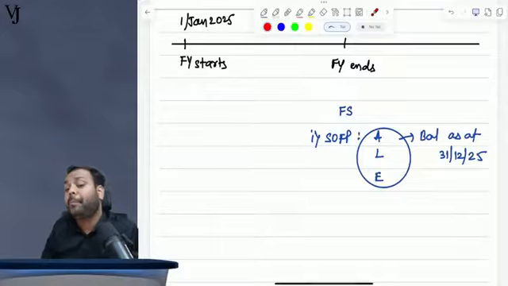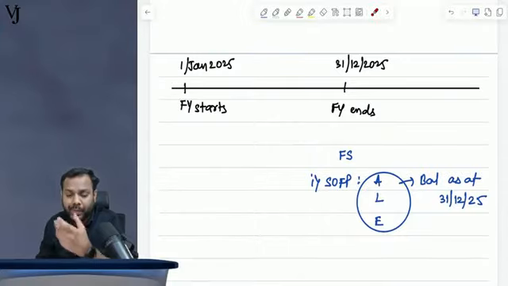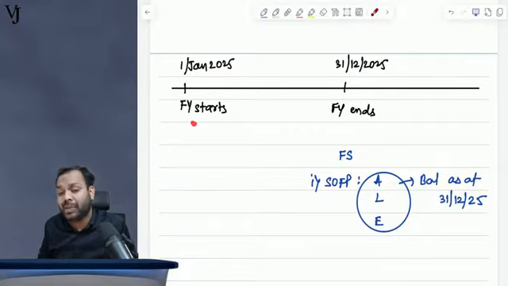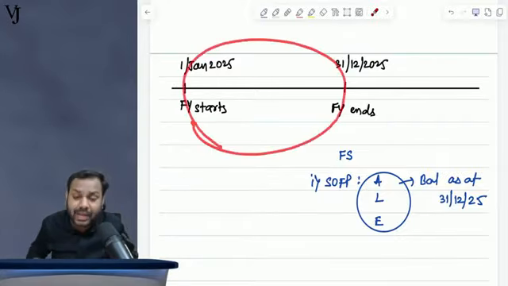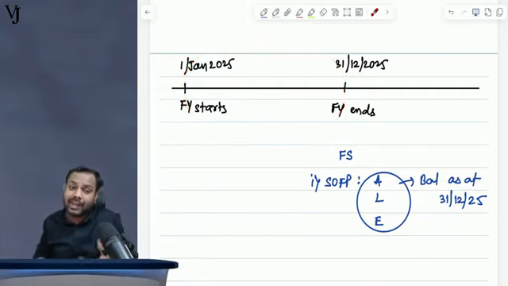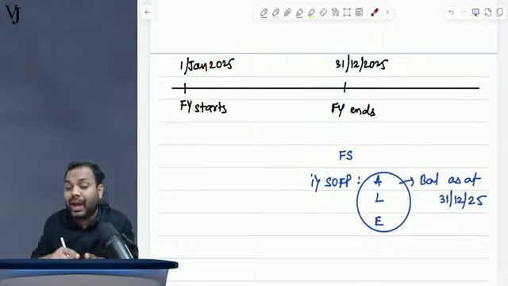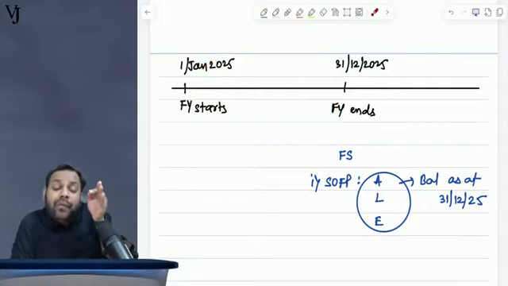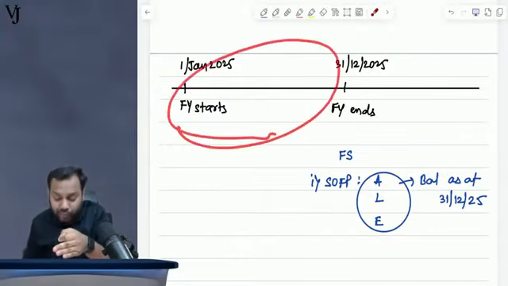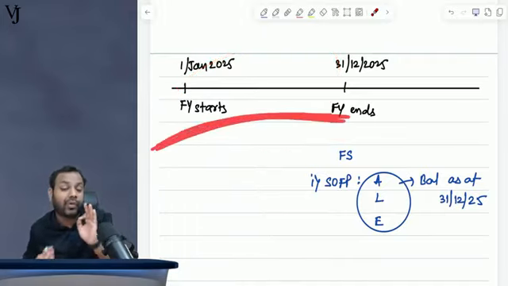But when I say P&L, P&L talks about the treatment of all the income and expenses that happen during the year. And that's the reason why we say P&L is for the year ended. It's for the full year.